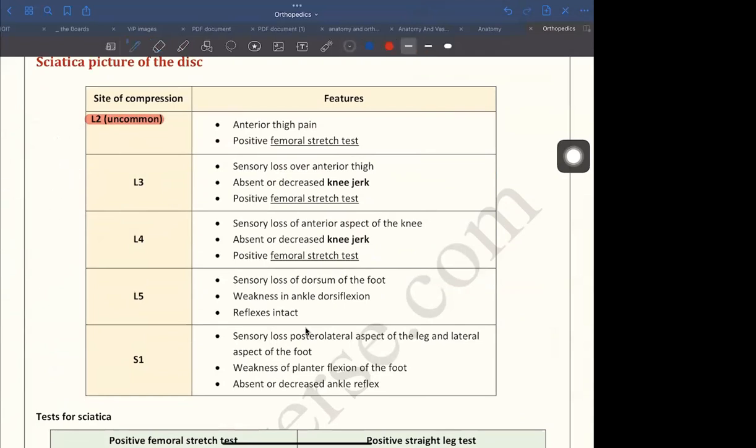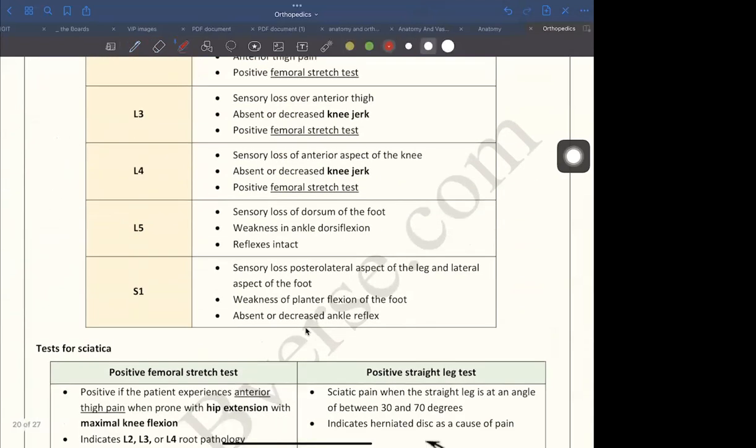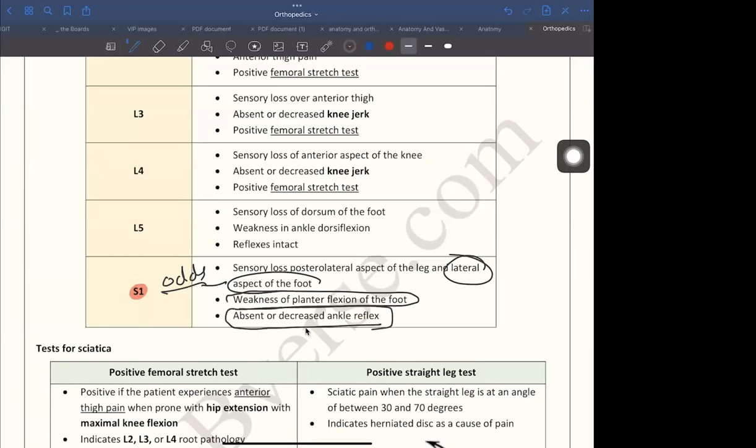Okay, so let's start from S1. For S1, there will be loss of sensation on the outer aspect of your foot, the lateral aspect of your foot. Remember, it's one of the odds, right? Weakness in plantar flexion of the foot, and absent or decreased ankle reflex. Remember, it's 1, 2, 3, 4, right? This is how you remember it. L5.